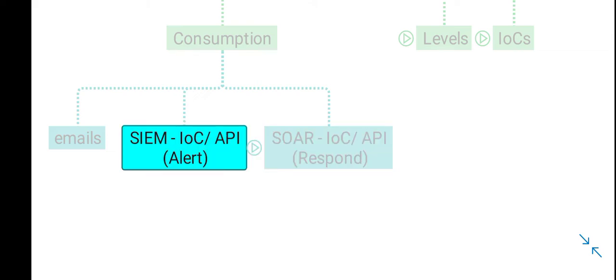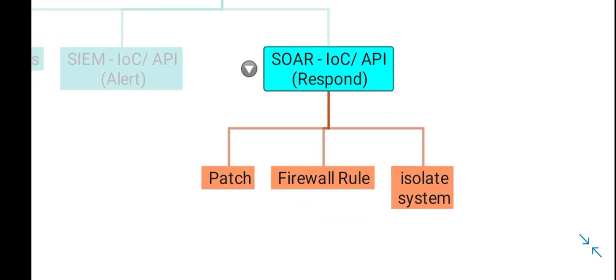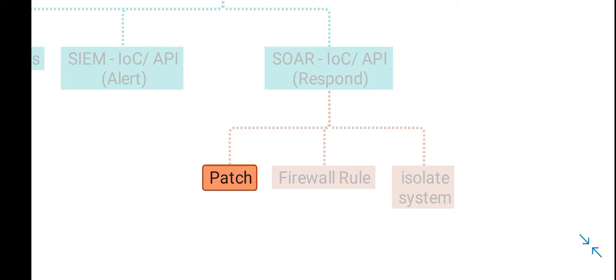And then SOAR, that is security orchestration, automation, and response. So SIEM will generate an alert, and this will also respond maybe by updating or patching a system, by modifying a firewall rule, or by isolating a system.